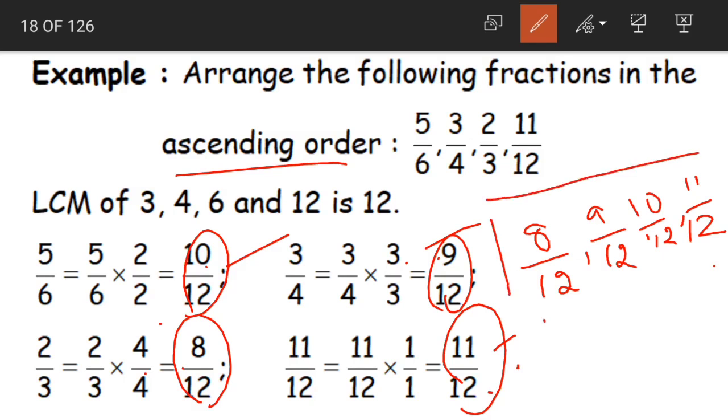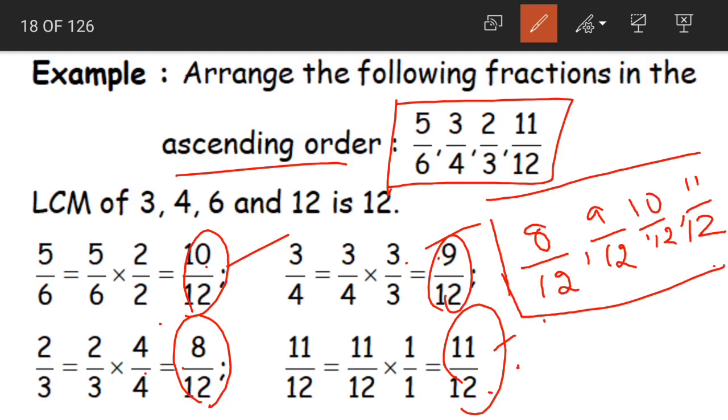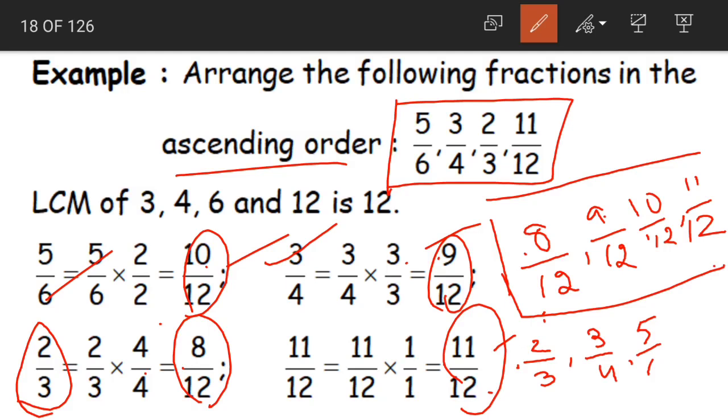But see, here in the question there were different fractions and in the answer we have written different fractions. It's not good, right? We should write whatever is given in the question. What was 8 by 12? 8 by 12 is nothing but 2 by 3. So 2 by 3, comma. Then 9 by 12 was 3 by 4. 10 by 12 was 5 by 6. And then 11 by 12 as it is. So this will be the ascending order of the given fractions.